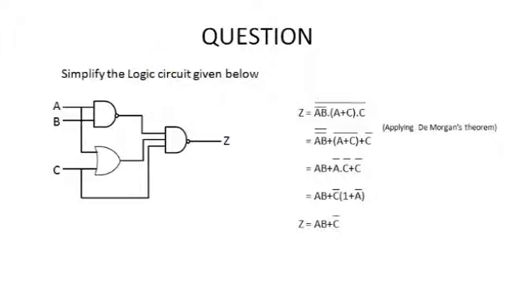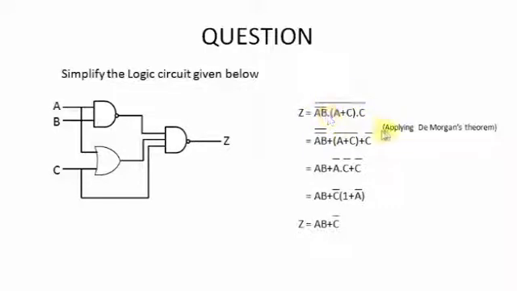So you can see here, this NAND gate will produce (AB)', the OR gate produces A + C, and these will be the inputs to the second NAND gate, and the whole expression will be this one. And we have to solve and simplify this expression to make it a simple expression.